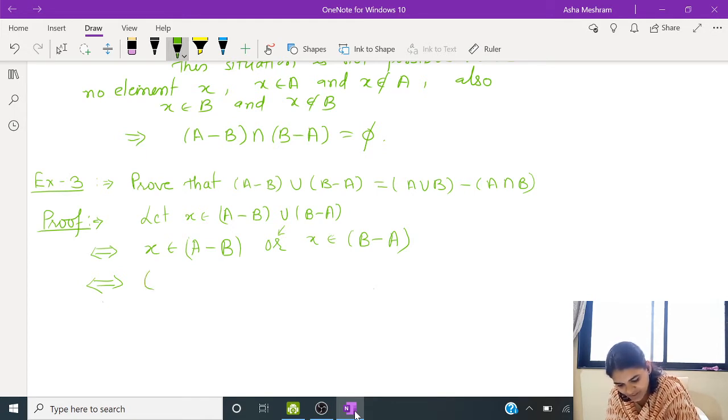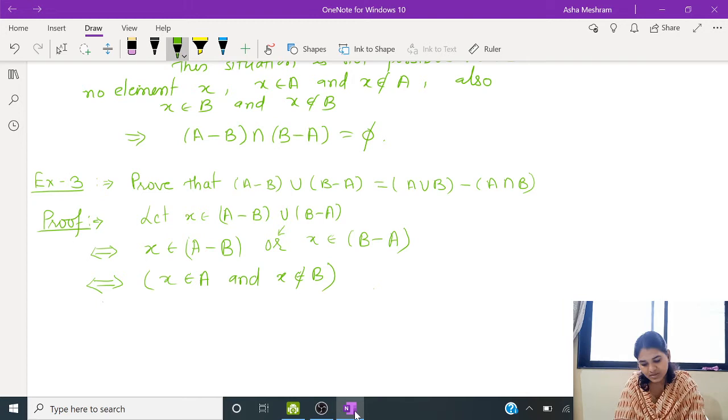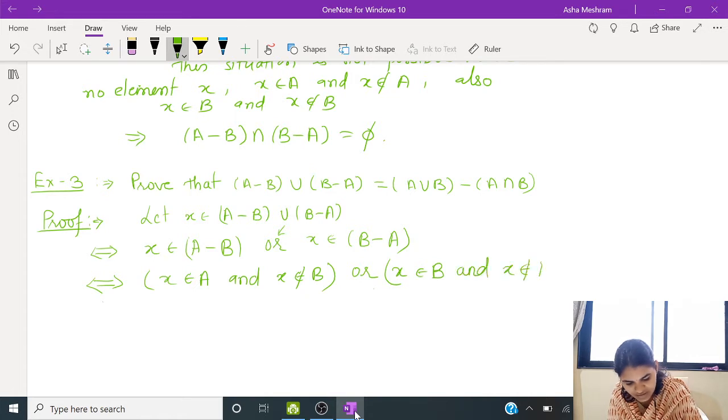Now what is meant by x belongs to A minus B? X belongs to A and x does not belong to B. What is the meaning of A minus B? It contains all the elements x which belong to A but not to B. So, or again one bracket, x belongs to B and x does not belong to A.